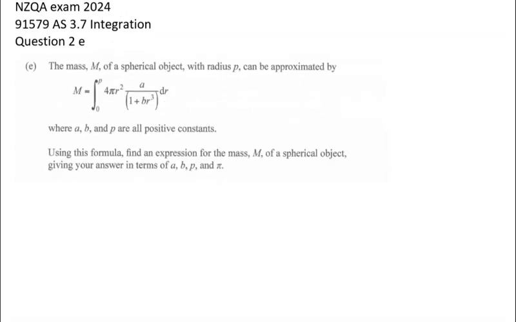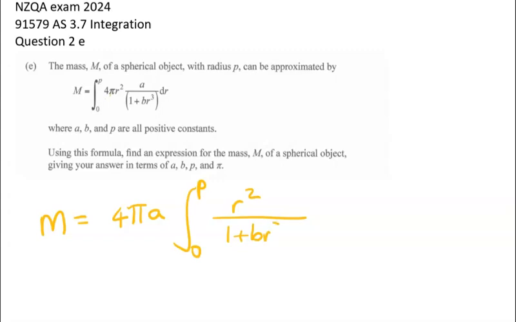So let's just start by writing it out and simplifying it a little bit. We can pull the 4 pi a through to the front of the integral, right, because they are constants. So that leaves me with 4 pi, and then I have r squared over 1 plus br cubed dr. Now, once you write it like that, you can see that you have got a 1 plus br cubed in the denominator, and you've got like a close relative of the derivative in the numerator.